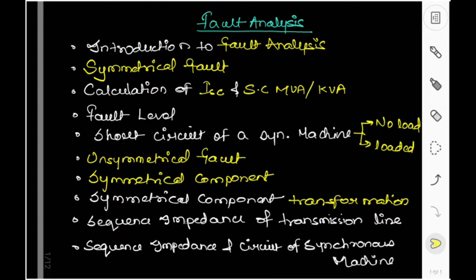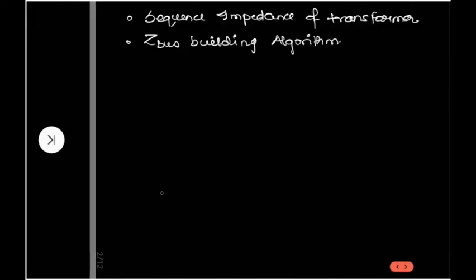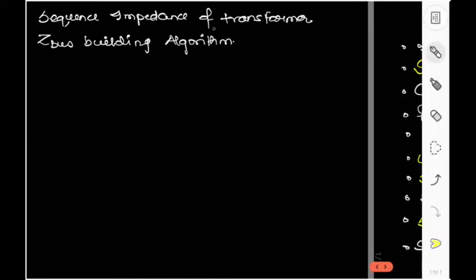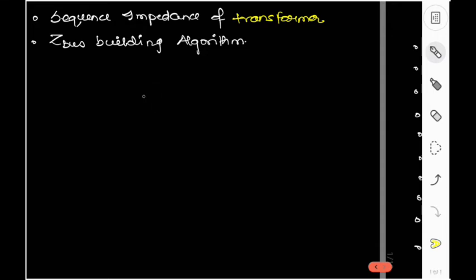Next, sequence impedance of transmission line, sequence impedance of synchronous machine, and sequence impedance of transformer. We will learn how to get sequence impedance of all these three: transmission line, synchronous machine, and transformer. Next, we will learn how to make Z-bus algorithm.